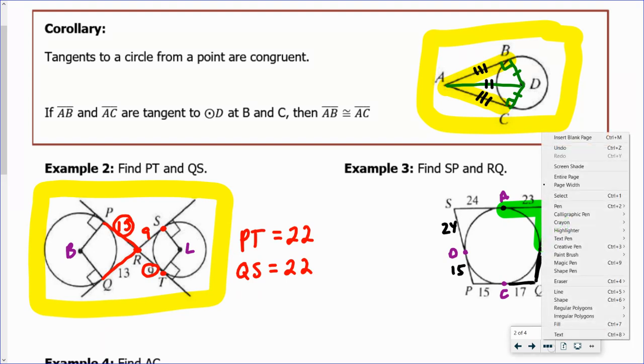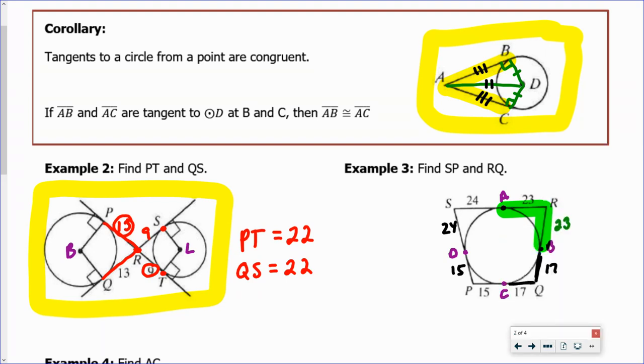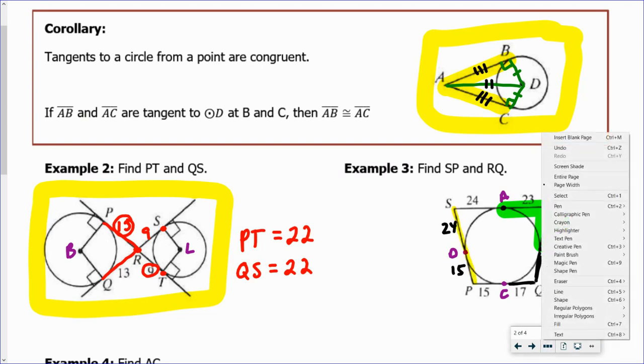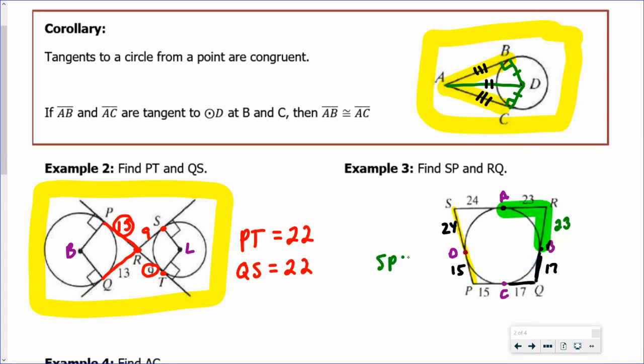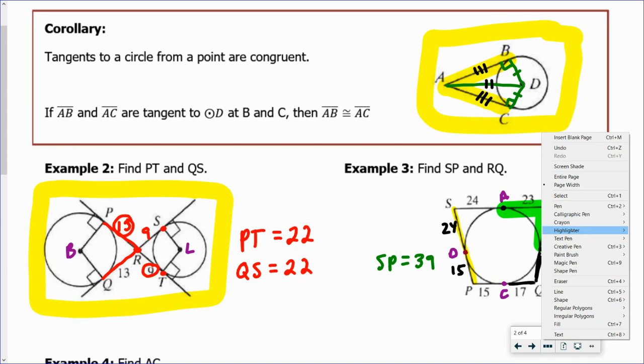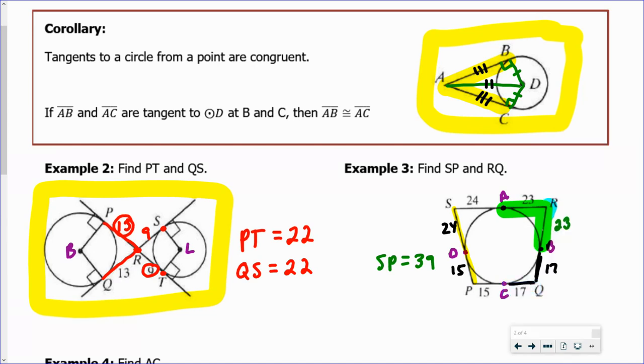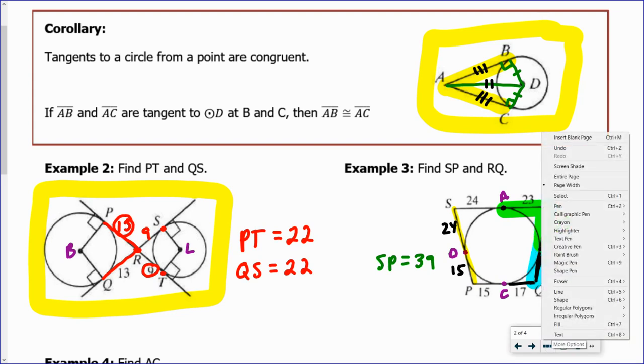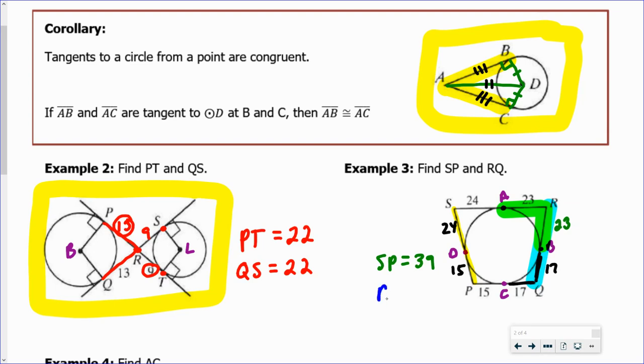So SP, again, let me grab the highlighter real quick, is this total length right here. So SP is going to equal 24 plus 15, which is 39. And then RQ, again, this is kind of a little messy over here, so I'll try to use blue for our highlighter pen here. This is what we're looking for in blue. So RQ is 23 plus 17, which is 40.